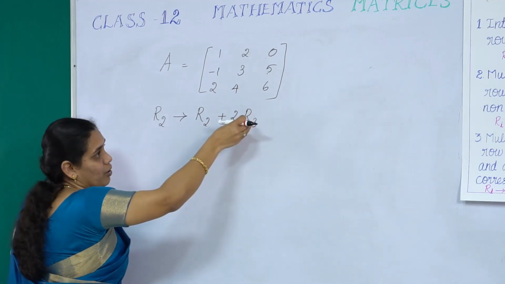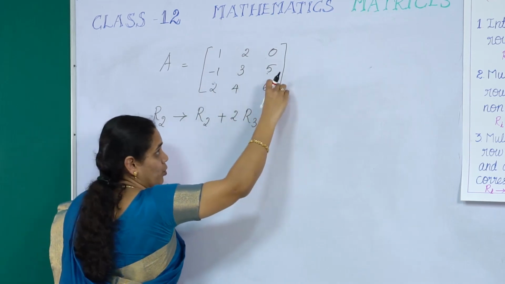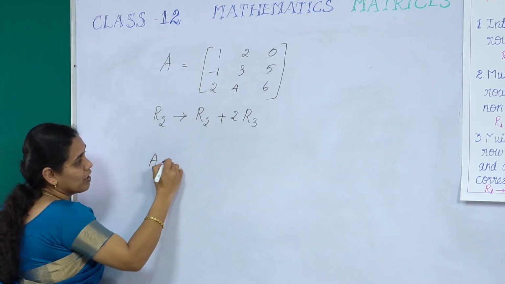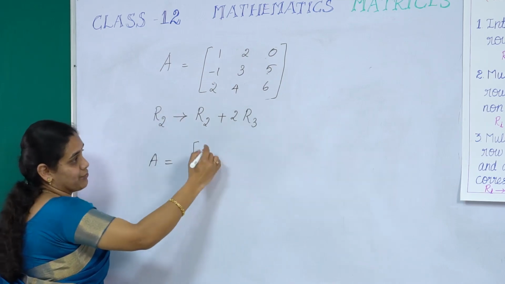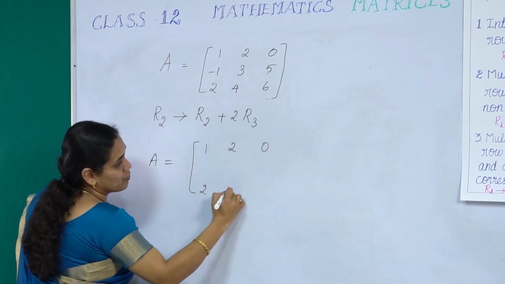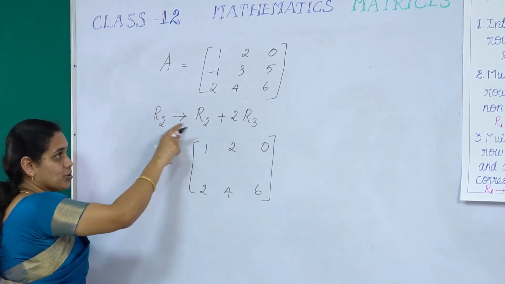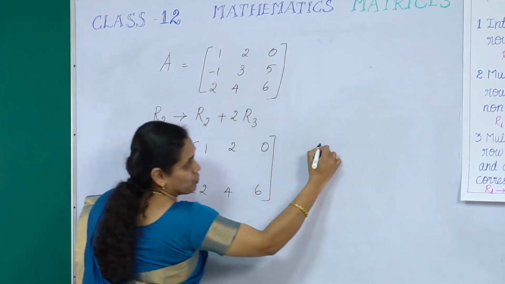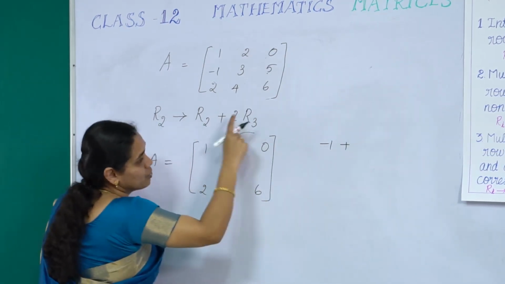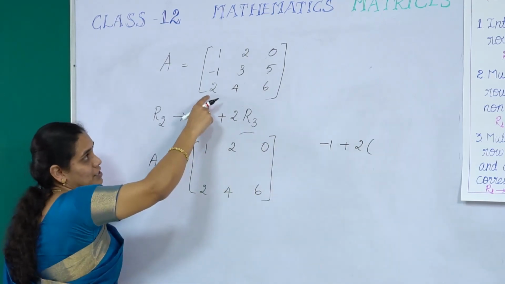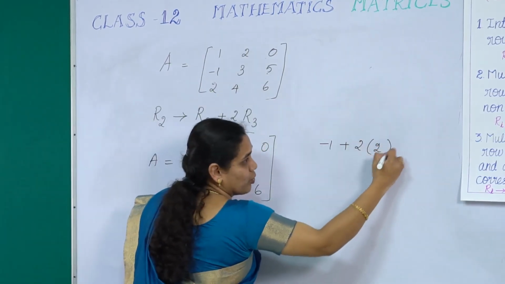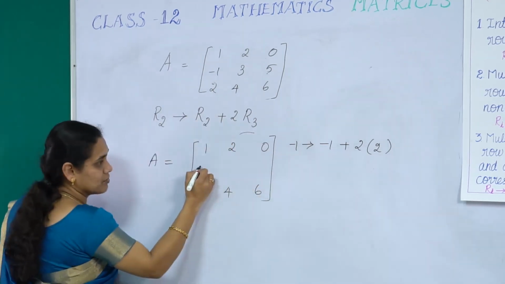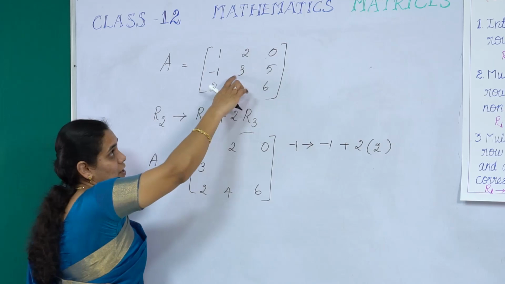So here we like to multiply the elements of row 3 with 2 and add them to the corresponding elements of R2. So R1 and R3 will not be transformed. They will remain the same: 1, 2, 0, 2, 4, 6. First we can write this. Then only R2 is going to be transformed. R2 is minus 1. Minus 1 plus 2 times the corresponding element, which is 2. So minus 1 plus 4, that is plus 3. So this will go here. The next one, 3 and 4.